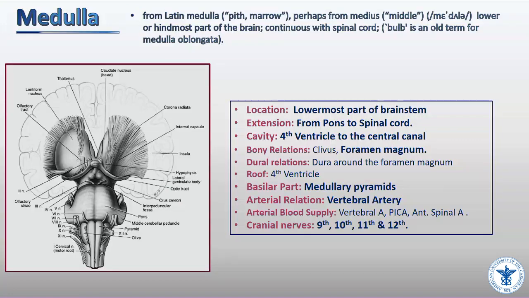The medulla, the last part of the brainstem, is the lowermost section. It extends from the pons to the spinal cord. Again, the cavity of the medulla is the fourth ventricle, the lower part of the fourth ventricle.